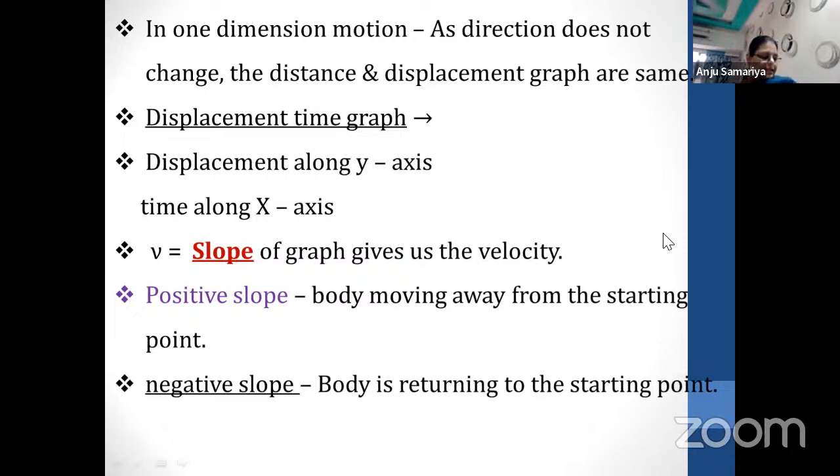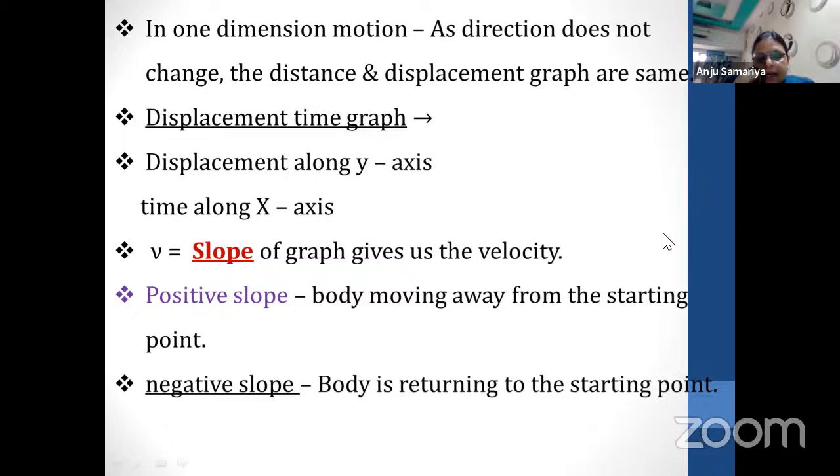Since the motion is along one direction, the displacement time graph and the distance time graph remain the same. Displacement is always taken along the y-axis and time is taken along the x-axis. The slope of the graph gives us the velocity.